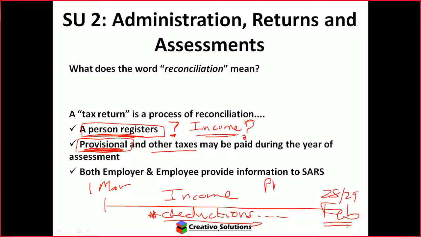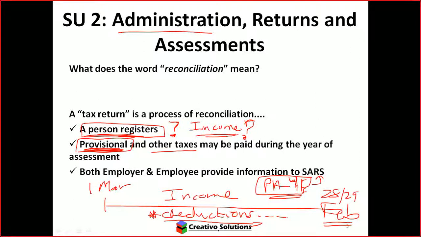So something like pay-as-you-earn. Pay-as-you-earn is a tax on your income that you derive from an employer. So the employer is going to be withholding a certain portion of your salary, and they're going to pay that directly over to who? SARS. Yes.